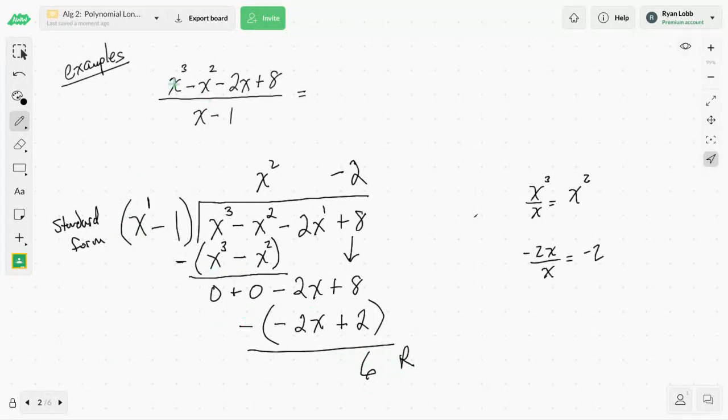So now what do we have? What is this polynomial? x cubed minus x squared minus 2x plus 8 divided by x minus 1. It is my quotient, which is x squared minus 2, plus remainder 6 divided by my divisor x minus 1. That would be your answer.